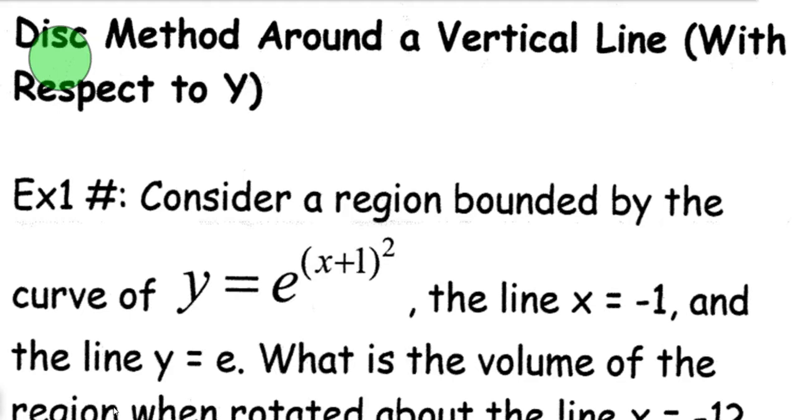We're now going to be taking a look at a disk method question involving a vertical line that we're going to be rotating around. If it's a vertical line we're rotating around, it's going to be with respect to y. So everything in our formula needs to be in terms of y. Let's go ahead and read this question.